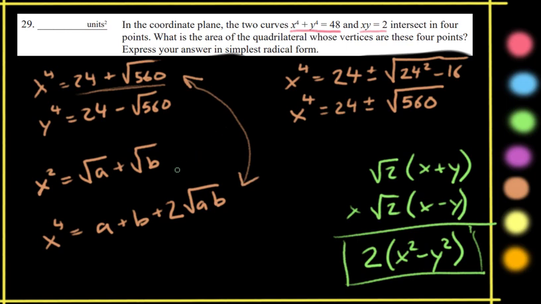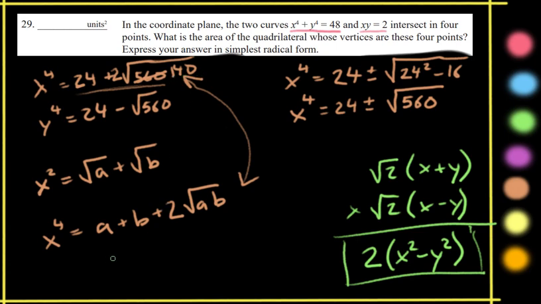So now we've got to figure out what a and b are. We know that a and b add together to give you 24, and they multiply together to give you 560 divided by 4. We can take a 2 out of this 560, so let's change this to 2 times this. What's 560 divided by 4? That's going to be 140. So we need two numbers, a and b, that add together to give us 24, and they multiply to give us 140.